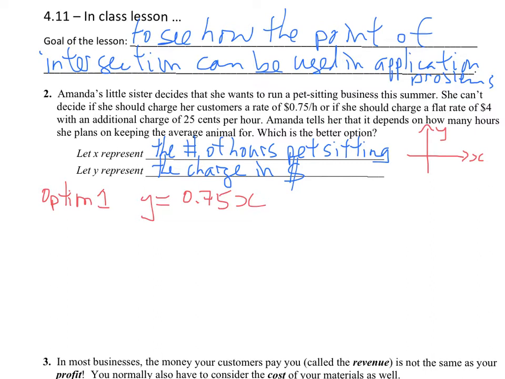So option two, y is equal to what would it be? 0.25x plus 4. You got it. Because no matter what, this one starts on the y-axis at 4.